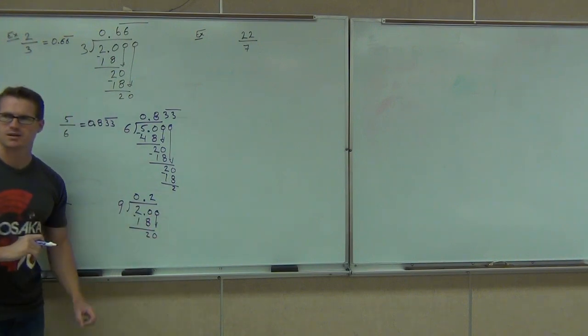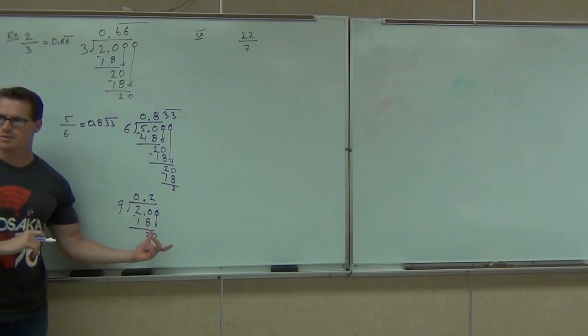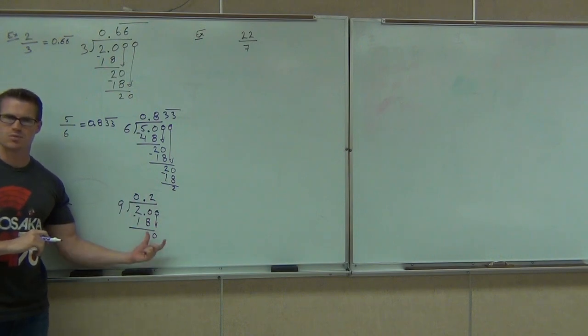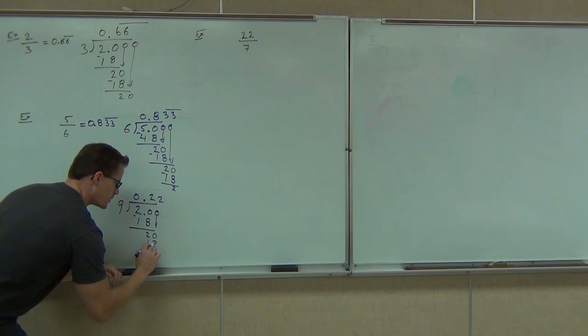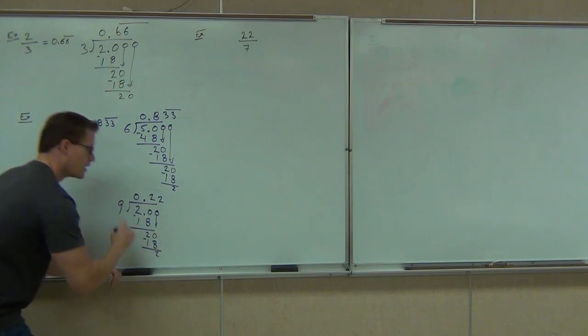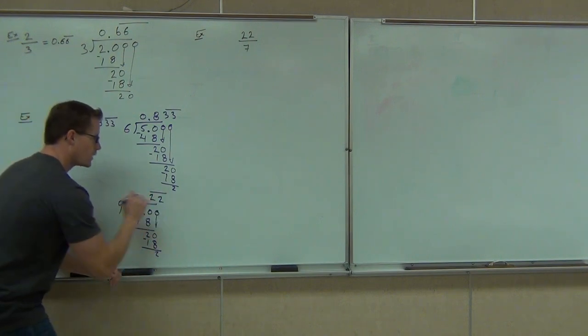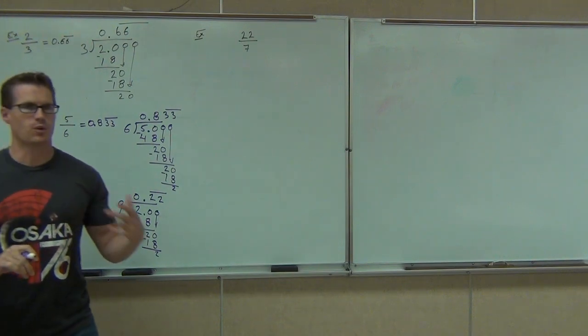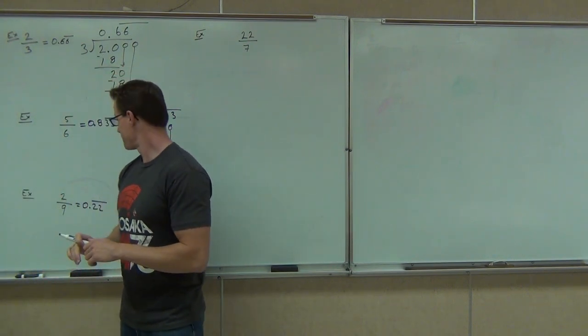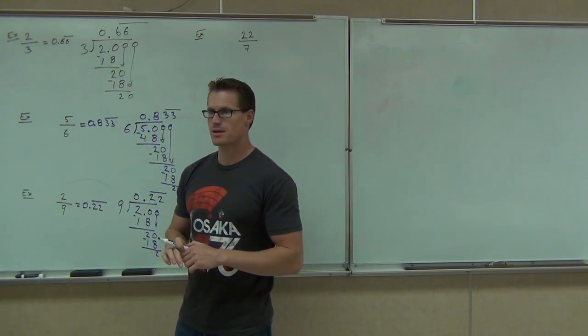You see what happened? You actually already have a repeat, don't you? You have the same number again. So here we just say, well, 9 does go into 20 2 times again, but I'm going to keep getting 18s and 20s the whole way through. So already I'm done. So here we'd say this is 0.22. You show that pattern, and that's going to repeat forever and ever. You okay with that so far?